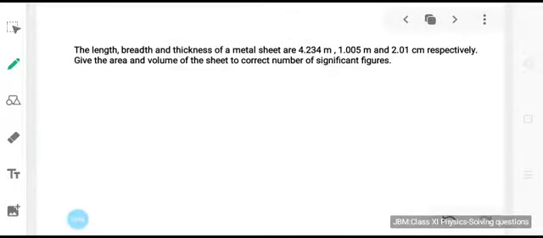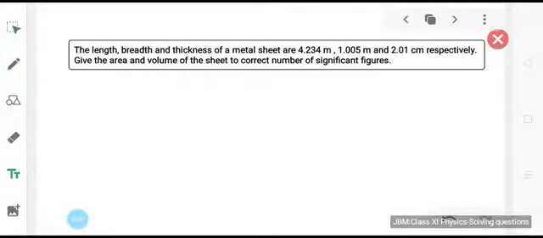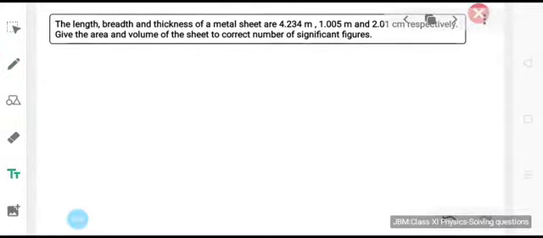The length, breadth and thickness of a metal sheet are 4.234 meter, 1.005 meter and 2.01 centimeter respectively. Give the area and volume of the sheet to correct number of significant figures. Let us chalk down the values quickly. Let me create some space.